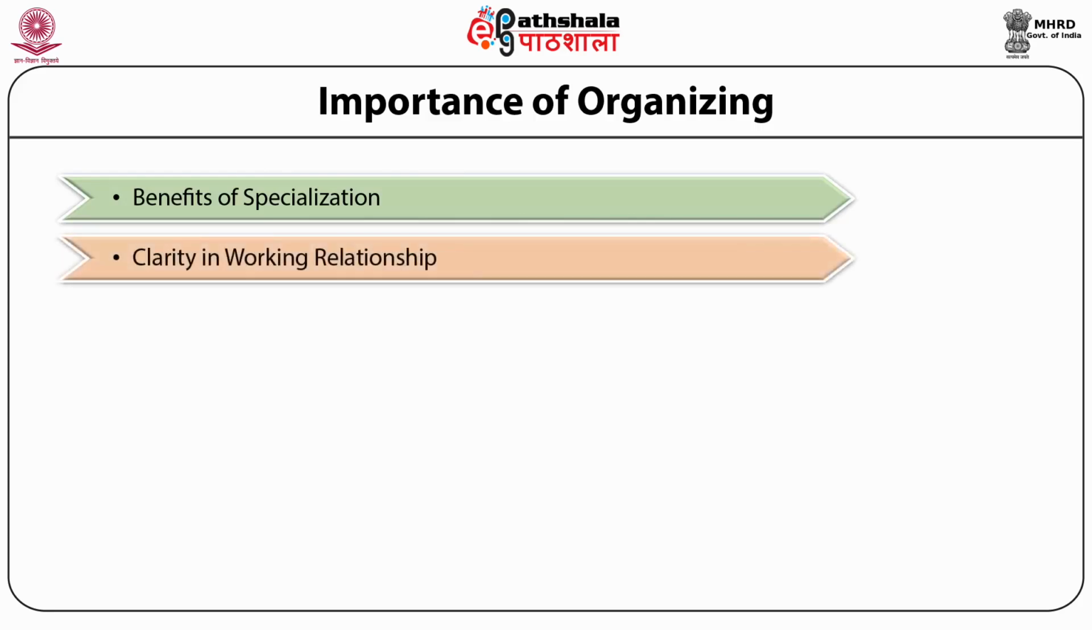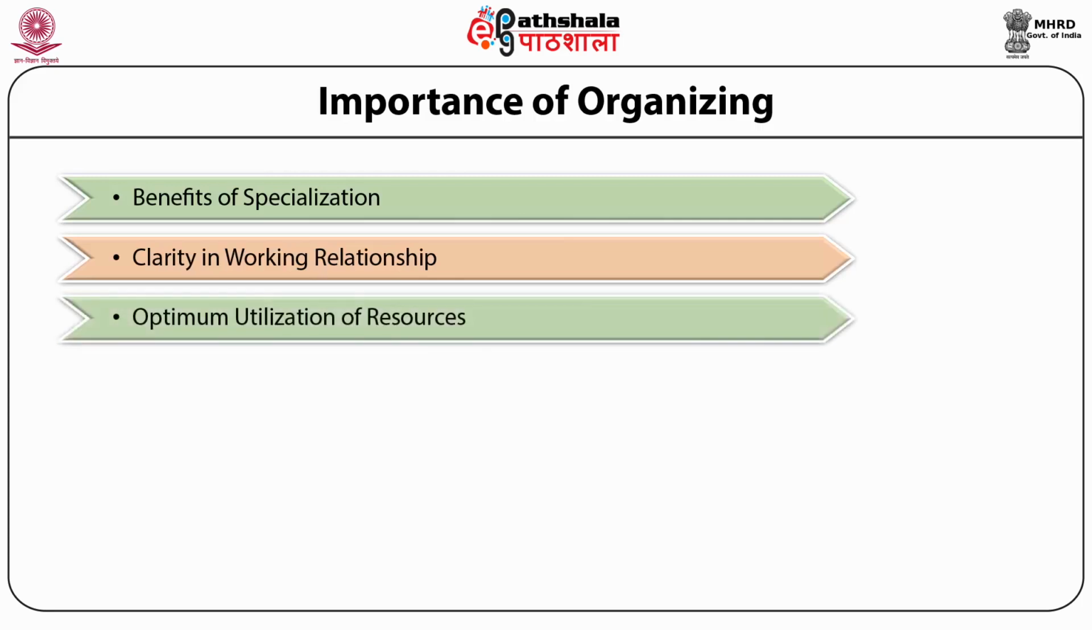Clarity in working relationships. Organizing clarifies the working relations among job positions. It establishes authority and responsibility. It specifies who is to report to whom. Therefore, communication becomes effective. It also helps in fixing accountability.